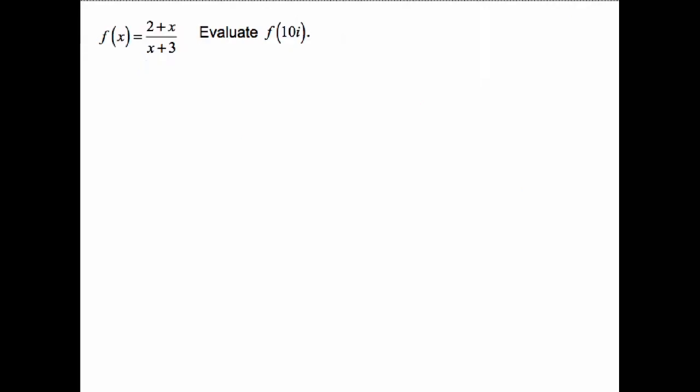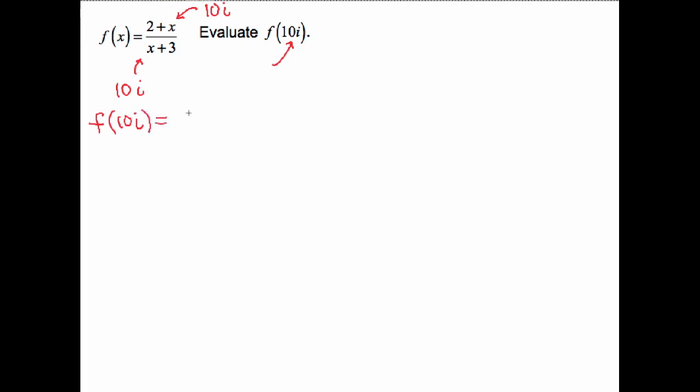We have a function f of x is equal to 2 plus x divided by x plus 3. We want to evaluate the function at 10i. So in place of x, we'll substitute in 10i. It looks like we'll make that substitution in 2 locations. So f of 10i is equal to 2 plus 10i divided by 10i plus 3.